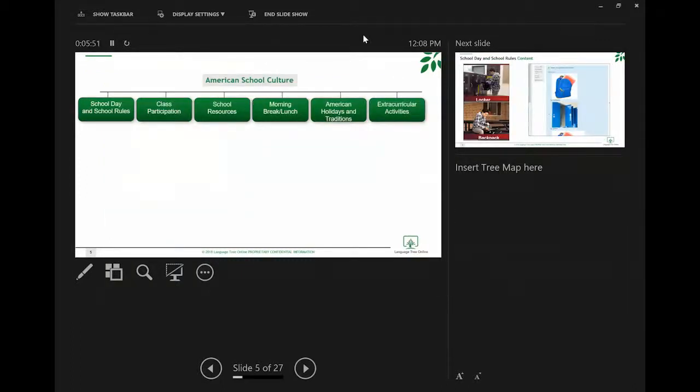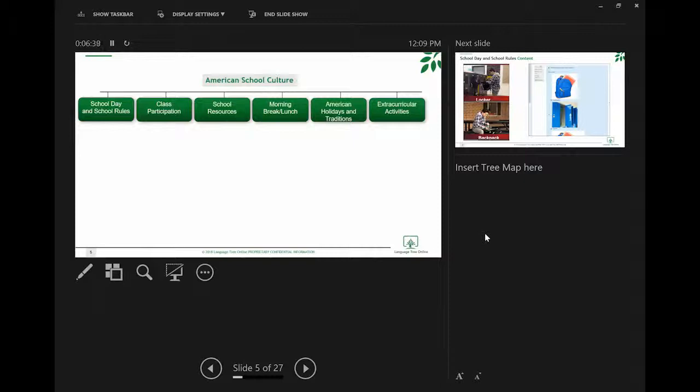So these are the buckets or the chapters that we wanted to talk about today briefly, to give you some insight into some of the topics that came up during my interviews and my observations with the students, some of their concerns, some of their deficits, things that they feel like they didn't really understand. And they all come down to these topics on the tree map, which is school day and school rules, class participation, school resources, morning, break, lunch, holidays was one of the big topics, since they are well celebrated in the United States and at school sites. And then extracurricular activities was also one of the big topics when I had some discussion with these students.